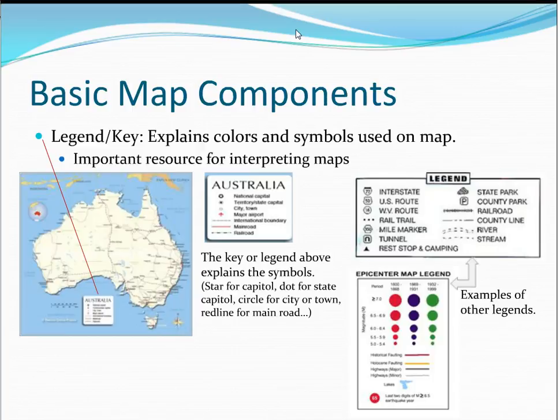Some symbols that you might see, common ones, are a star for the capital, or a dot for a state capital, a circle for a city or town, a line for a main road. So you can see that right here with the Australia legend. There are two other legends featured here, but really there can be many different types of legends depending on the type of map that they're decoding.